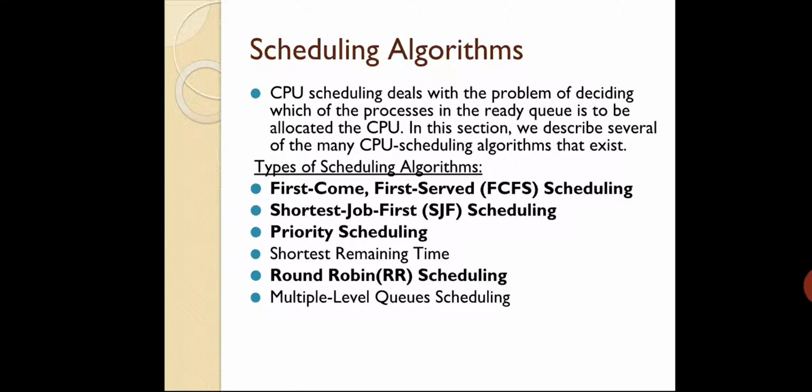The first one is first come first serve scheduling. The second one is shortest job first, or SJF scheduling. Next, priority scheduling. Then there is the concept of shortest remaining time scheduling, and one more is round robin, or RR scheduling, and multilevel queue scheduling. These are the main scheduling algorithms available for processes. Depending on the architecture and the developer who has developed the process management and handling of scheduling, they might have gone for some kind of algorithm.